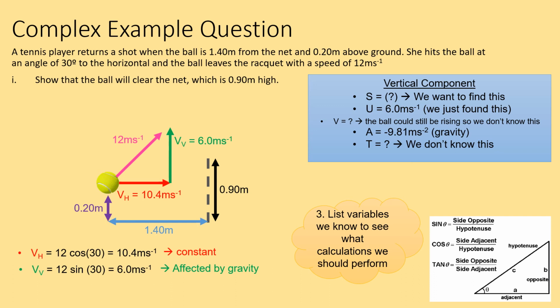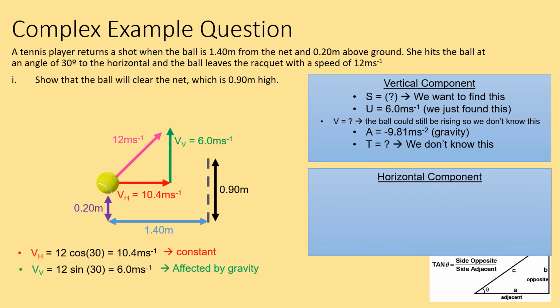So what can we do? We've now got a situation where we've got two unknown components. How can we resolve this problem? With two unknown components, we cannot select a suvat equation that helps us here. So let's have a look at the horizontal components. The horizontal components then, we know the displacement is 1.4 meters. That's the distance from the ball to the net.